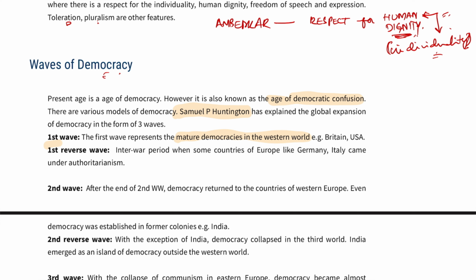First reverse wave. Interwar period, when some countries of Europe like Germany, Italy came under authoritarianism. After the Second World War, democracy returned to the countries of Western Europe. Even democracy was established in former colonies, India. Second reverse wave, with the exception of India, democracy collapsed in the Third World. India emerged as an island of democracy outside the Western world.